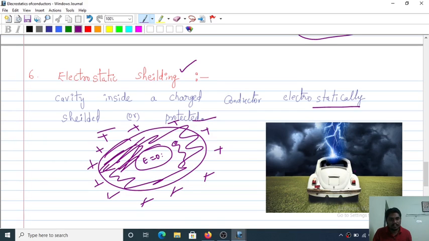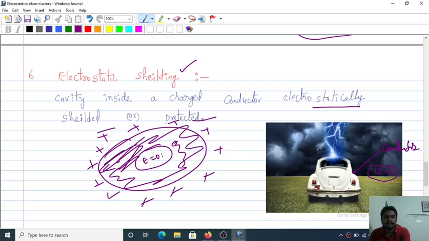Why? Because the material of the car is a conductor. So whatever amount of electric field may exist outside, the electric field inside the conductor will be 0. That is why during lightning it is wise to remain in your car, so that you will be electrostatically protected. This is about the electrostatics of conductors.